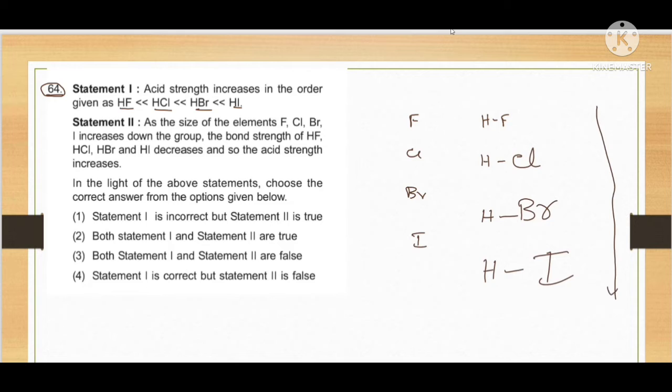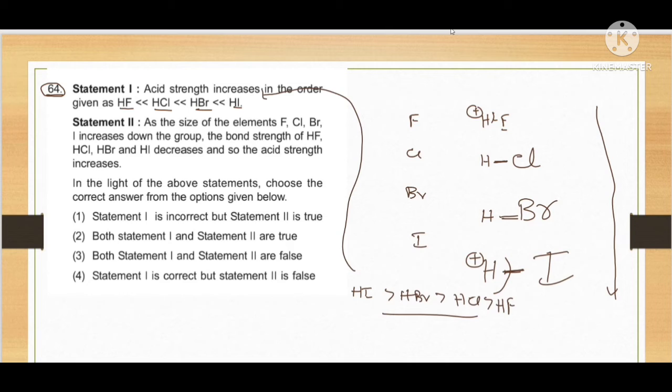From top to bottom, the size of fluorine, chlorine, bromine increases, and the bond strength weakens. That's why it easily gives H plus ions. That's why the acid strength order is HI greater than HBr greater than HCl greater than HF. This indicates statement 1.